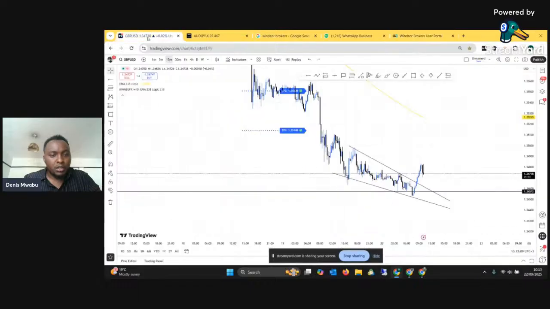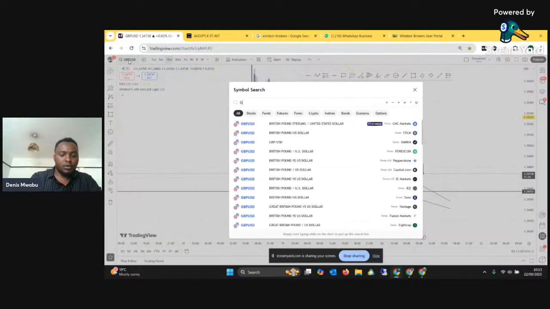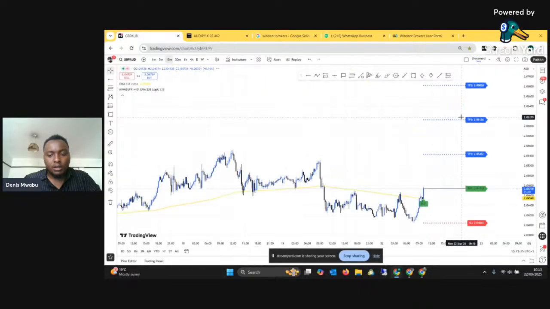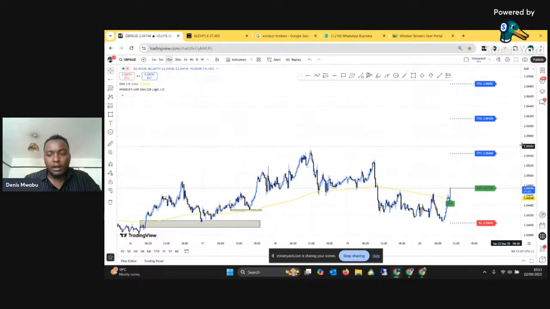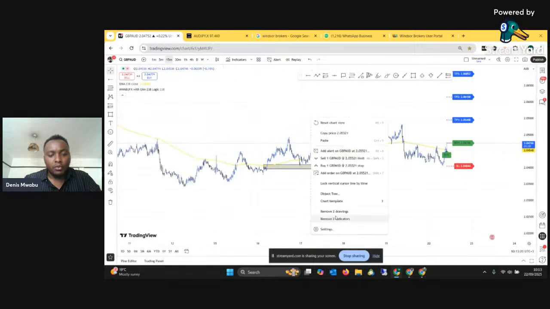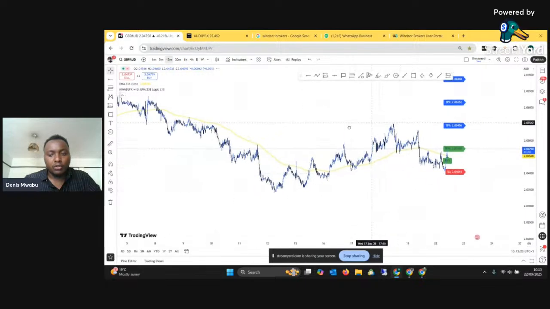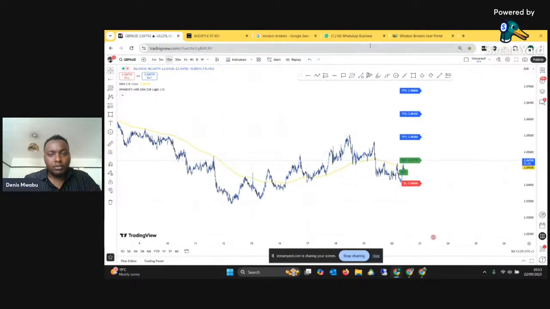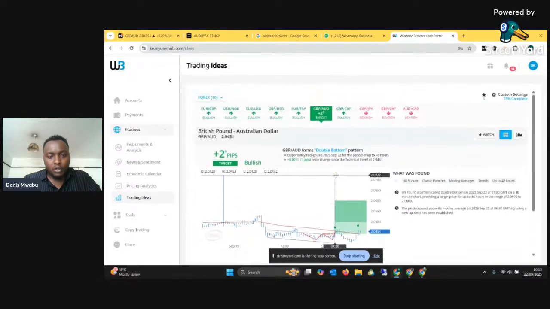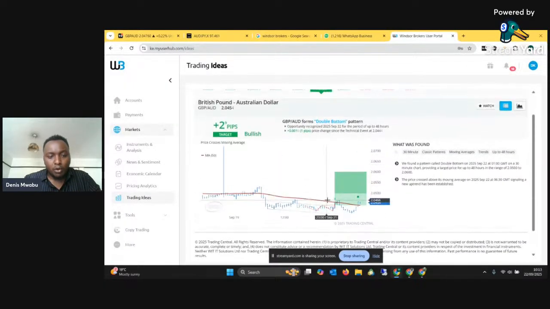GBP AUD. So we take a look at GBP AUD. Confluence trading, guys. Other than you just moving all over the place trying to figure out a pair, you just use this, it scans it for you. And for GBP AUD, you can see we have a double bottom here. Our BMM version 2 is giving us a buy, and this is exactly what we are looking for.